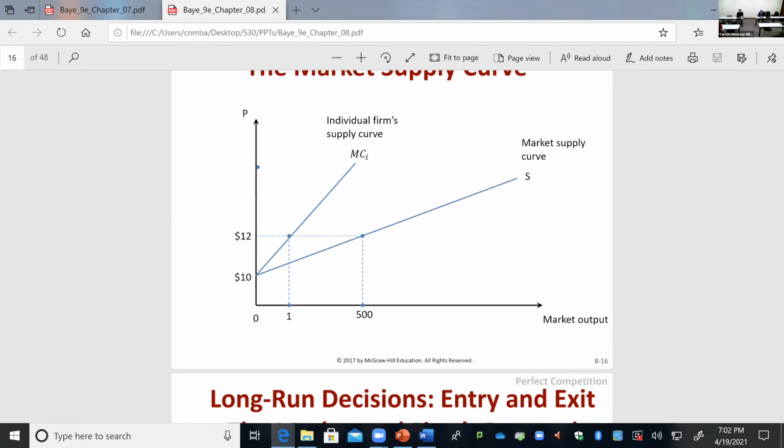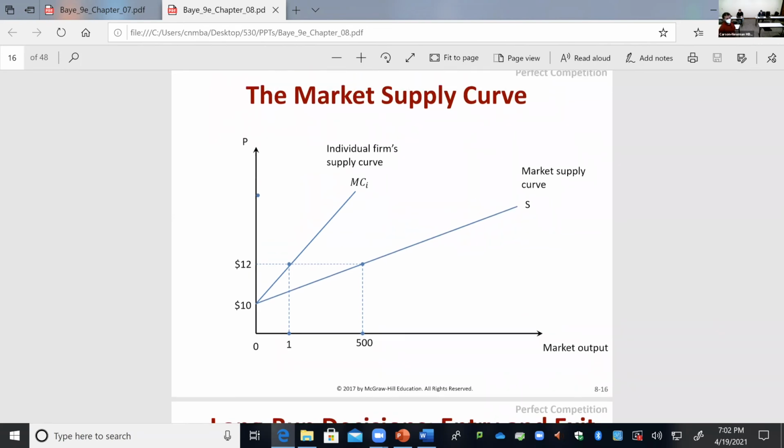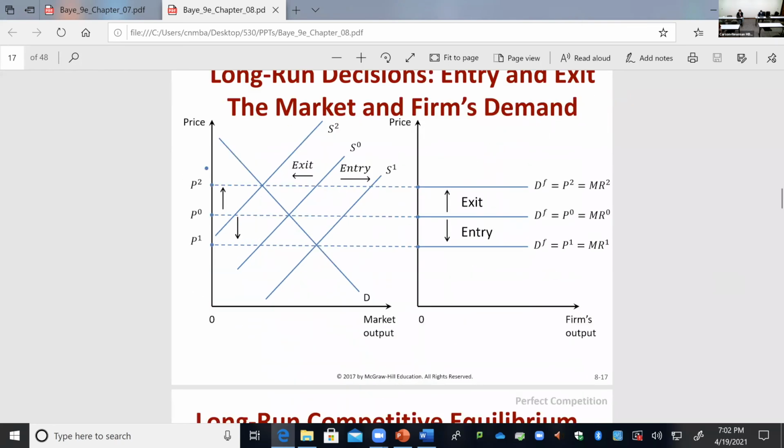Of course, if you want to get the market supply for the short run, you just add the individual firms' supply curves horizontally. At each price, you add up the quantities. For example, if there are let's say 500 firms, and each produces one unit at $12, 500 of them will produce 500. So that's called horizontal summation.